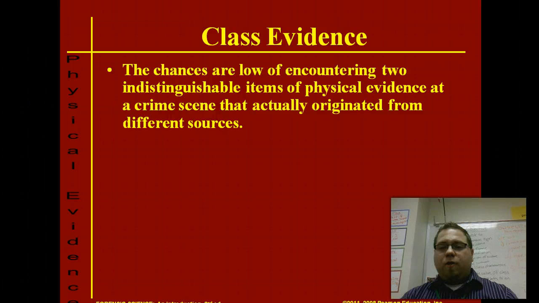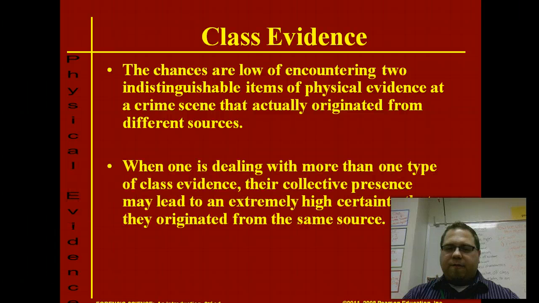The chances are low of encountering two indistinguishable items of physical evidence at a crime scene that actually originated from different sources. So odds are that if you have evidence there, it comes from the same source. And when you have more than one type of evidence, it makes it a lot more certain that it originated from the same source. Does that make sense?